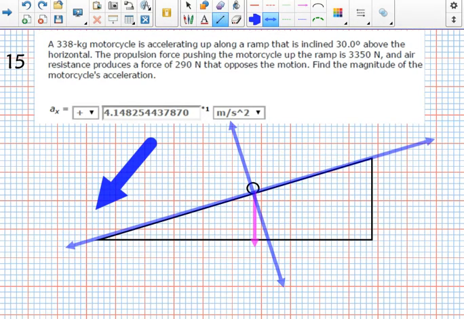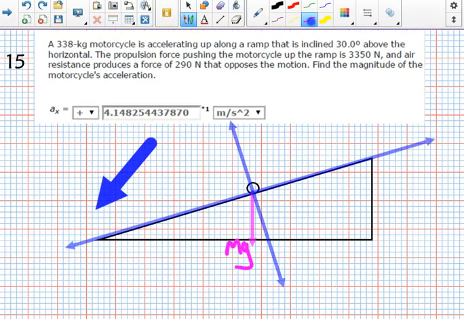So we have our weight acting downward. And it, of course, is going to have components. But for now, we're just going to write mg, weight. Now, what else do we have? Well, we're going to have a normal force that I suspect is going to be equal to the y component of that weight.